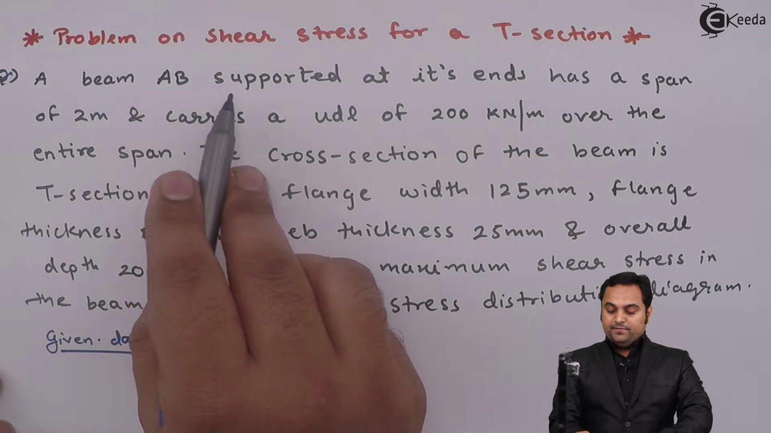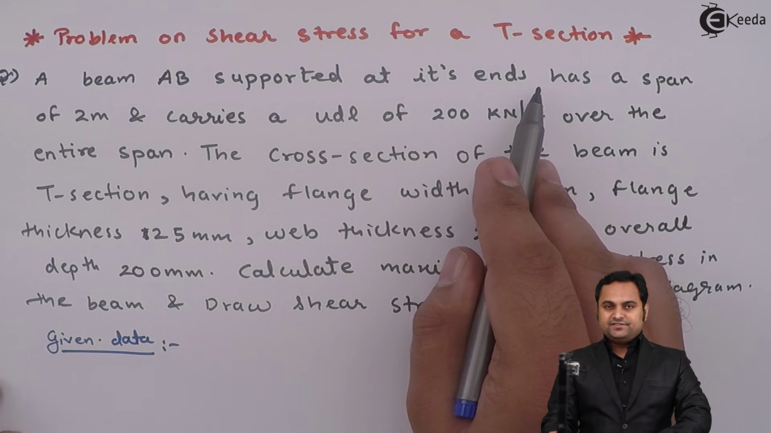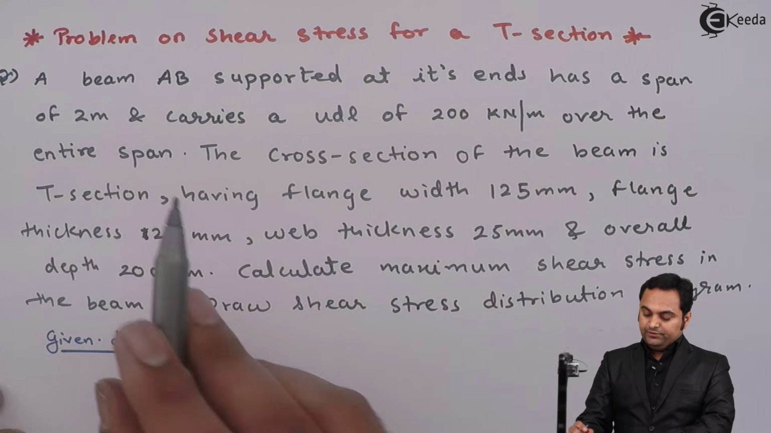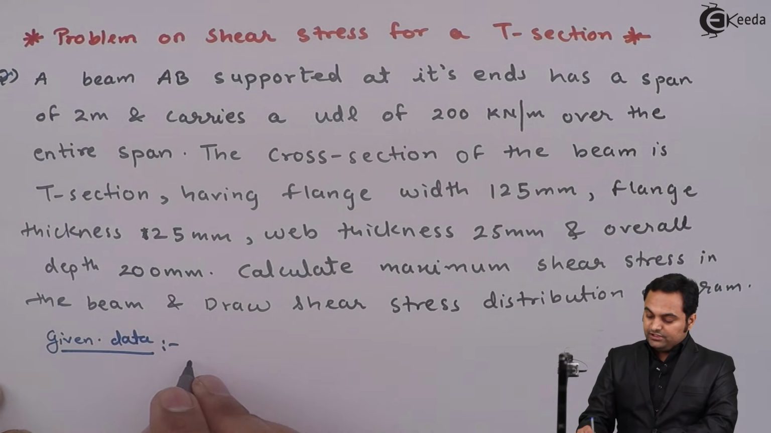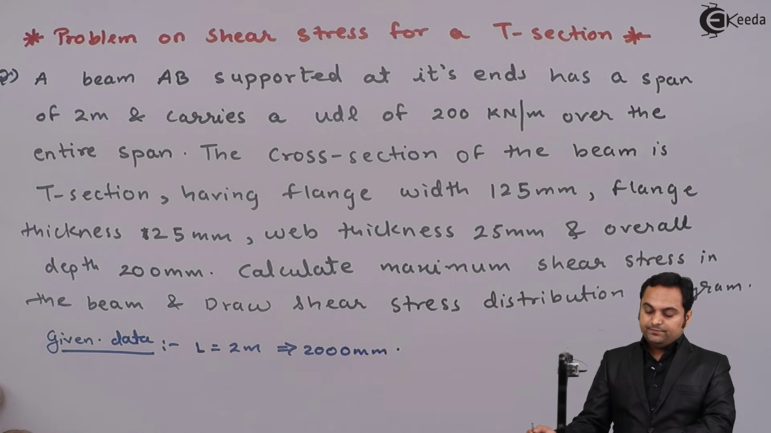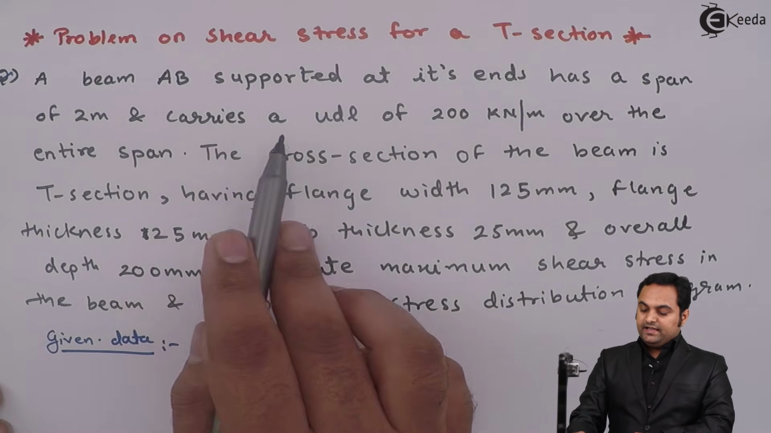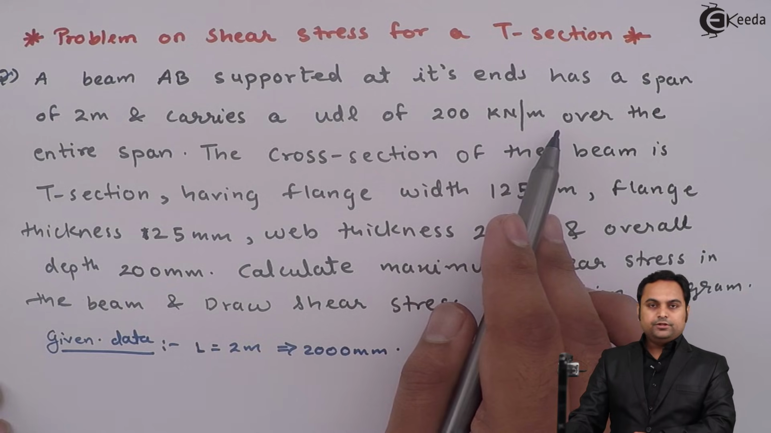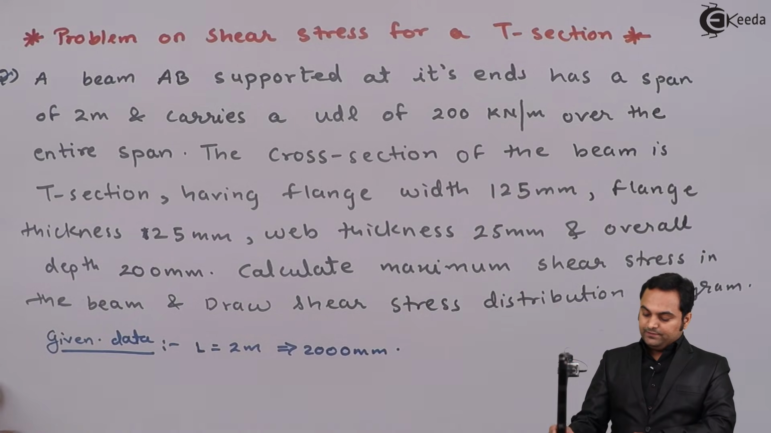Now a beam AB supported at its ends has a span of 2 meter. So span means the length of the beam is given, it is 2 meter, so 2000 mm, and it carries a UDL of 200 kilonewton per meter over the entire span.